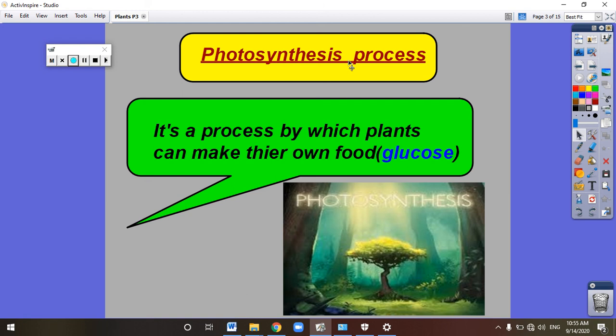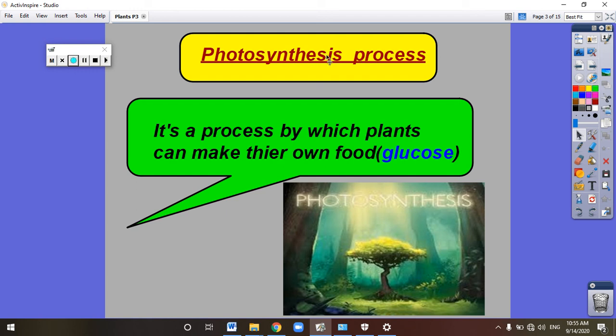photosynthesis. What is the meaning of the photosynthesis process? Photosynthesis means cooking. When your mother enters the kitchen and starts to make your food, your mother is cooking. And also the plants. When the plants make their own food, this process is called photosynthesis.